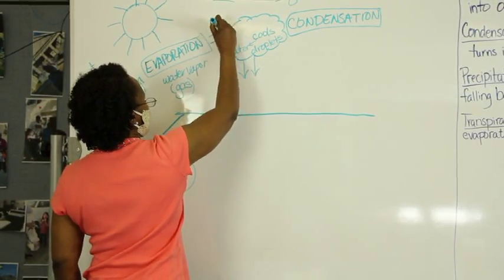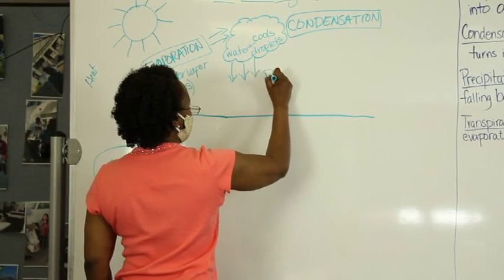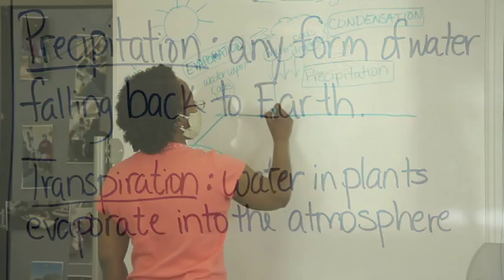Let me put the arrow here for you. They fall as precipitation. Precipitation can be rain, it can be snow, it can be hail. It's water in some form that has fallen from the clouds, and it comes to the earth.